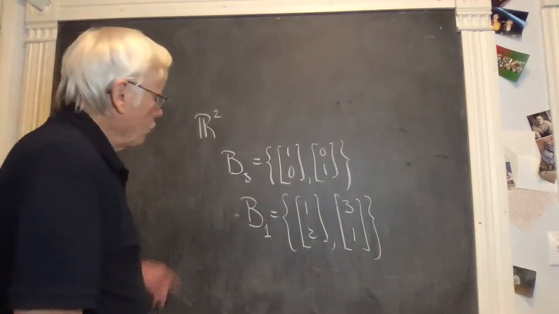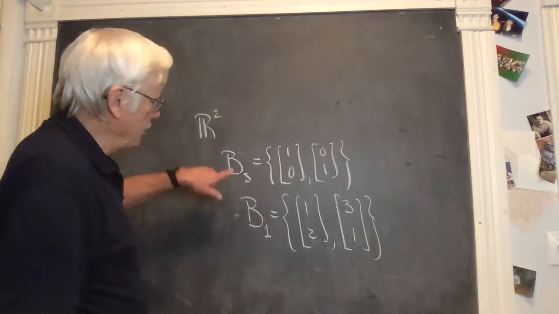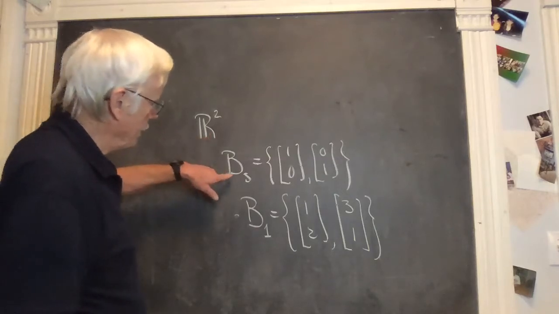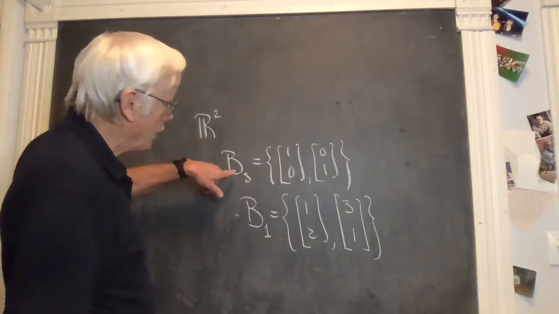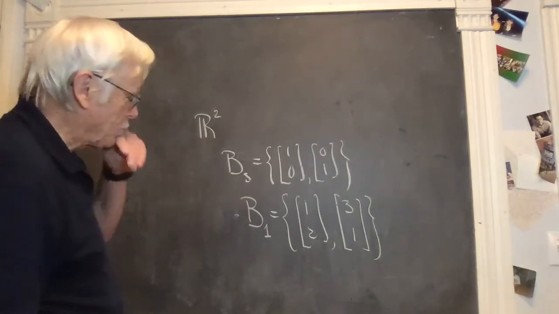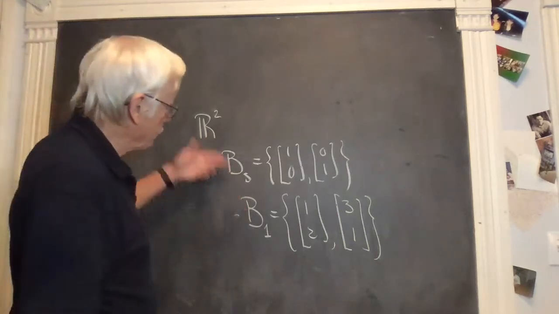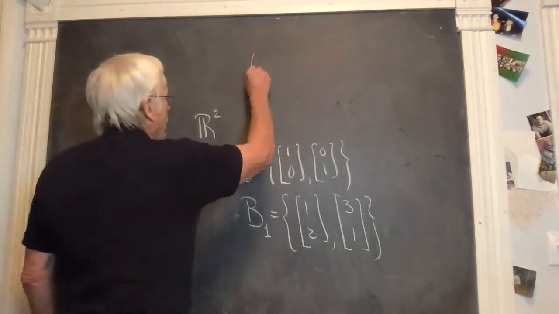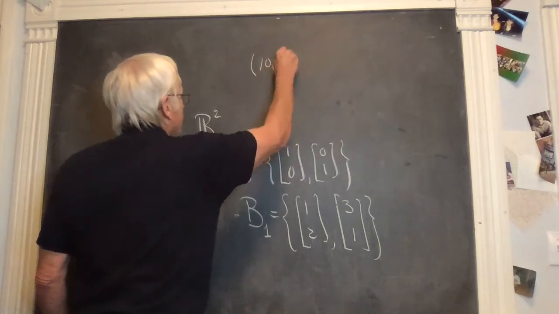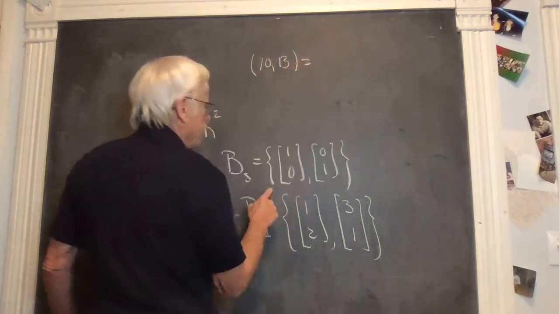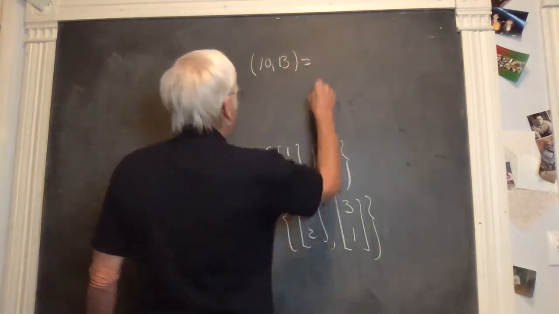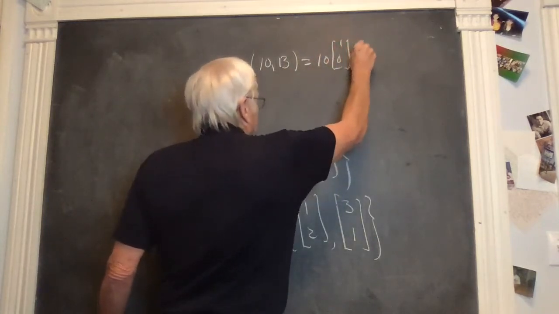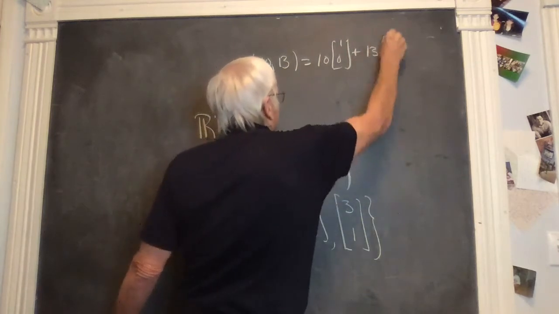Now, each basis gives you a way of describing any point in the plane. That's another way that basis is used as the word. These are bases for describing anything in the plane. So if we take a rather random point of the plane, (10, 13), you can write it in terms of the standard basis as 10 times (1, 0) plus 13 times (0, 1).